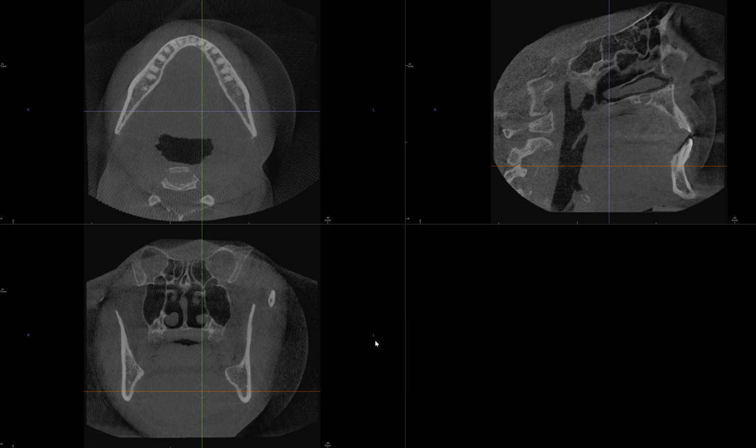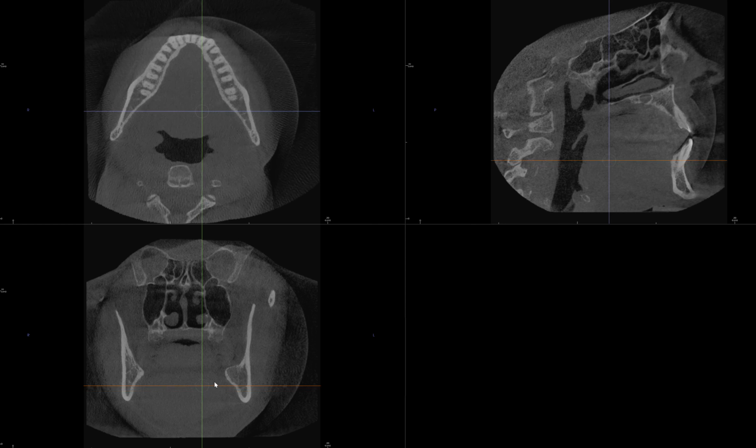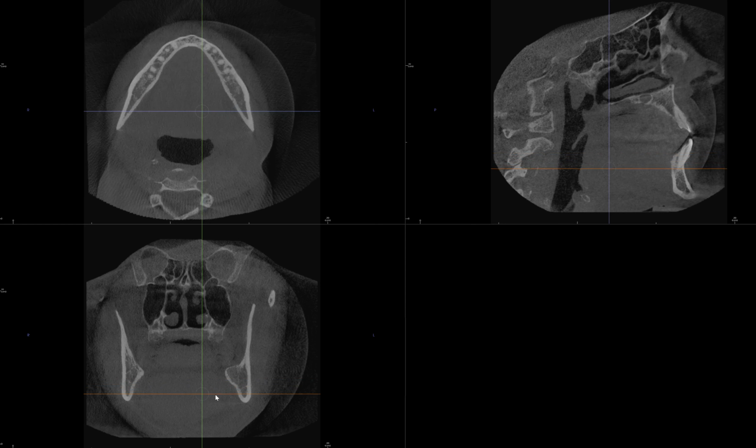I have two CBCT scans submitted by an outside doctor asking us to interpret this radiolucency that he saw in both scans over a year and a half period of time. So the first scan that you're seeing here was taken about a year and a half ago, and at the time of the scan, the dentist noticed something in the mandible.